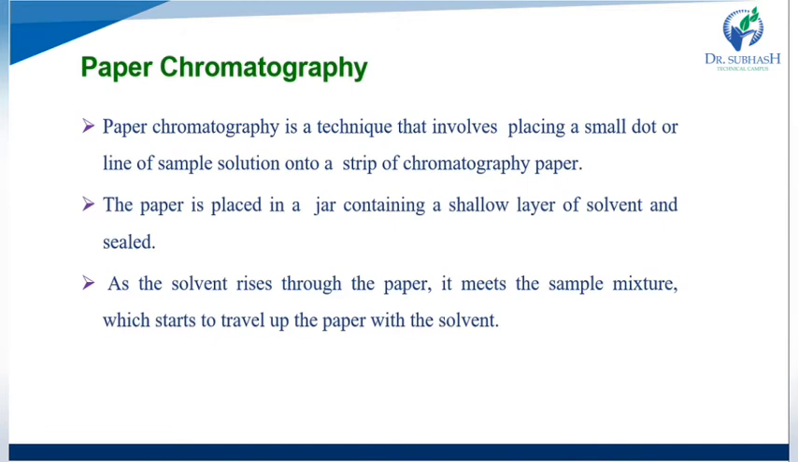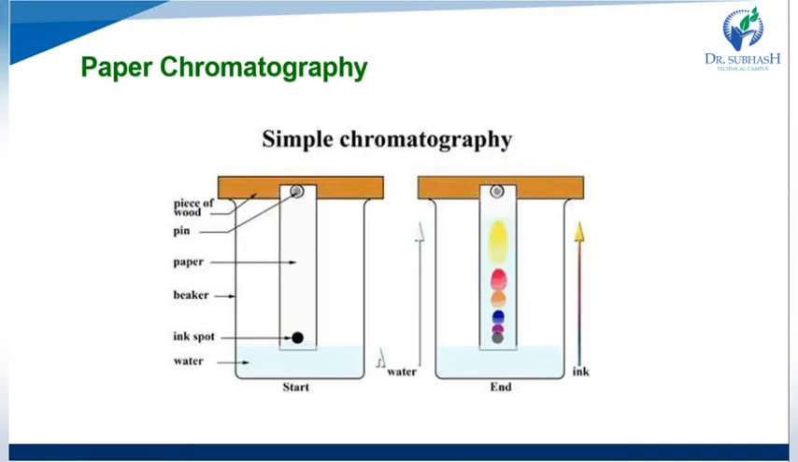In paper chromatography we use chromatographic paper, cut into small strips, then place it in a jar containing the mobile phase. After arranging it properly, they seal it with a dish or aluminum foil, anything. So this is the figure of the simple chromatography, also called paper chromatography.